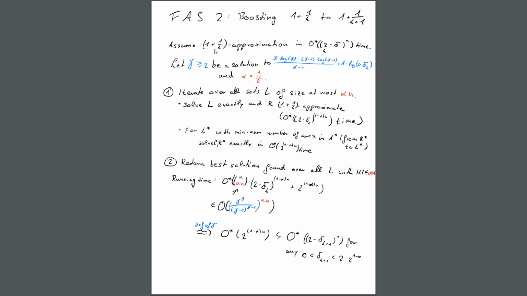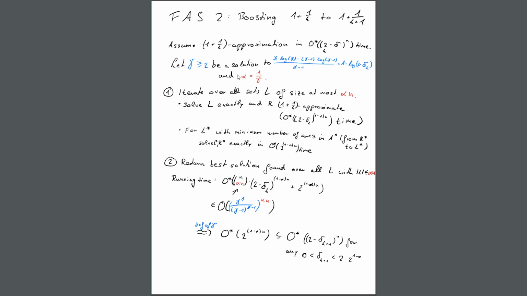So assume we have a 1 plus 1 over k approximation that runs better than 2 to the n time, where this delta here depends on k. And I'm gonna define a weird value gamma. This is just a solution to some weird equation that depends on the logarithm of 2 minus delta k. And I'm gonna define alpha as 1 over gamma. And I don't want to prove this here, but just know that gamma is a value that is at least 2, so alpha is a value that is at most 1 over 2.